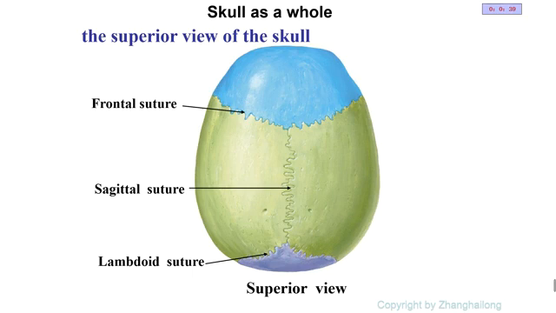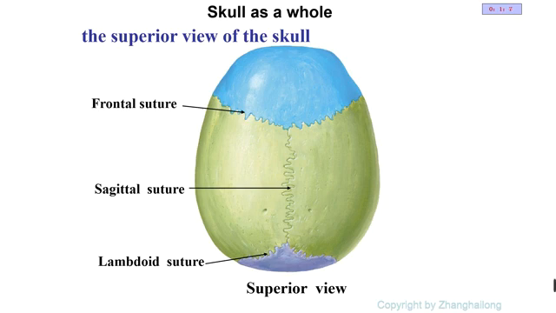For example, this picture is the top of the skull. Now let's see the superior view of the skull. In this view, we can see some bones first. What's this? Frontal bone. What's this? Parietal bone. What's this? Occipital bone. And all these bones are connected closely and directly by a special joint. This one is the suture. A suture is a direct connection between different bones.